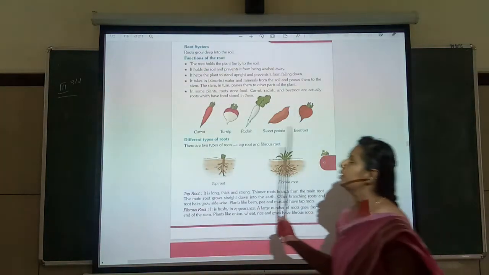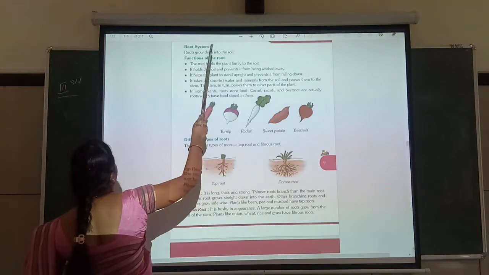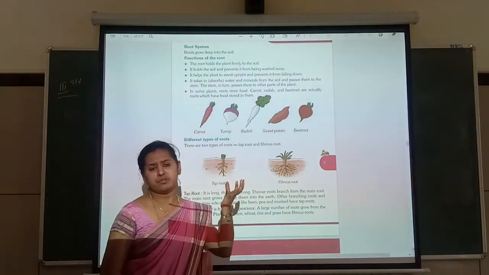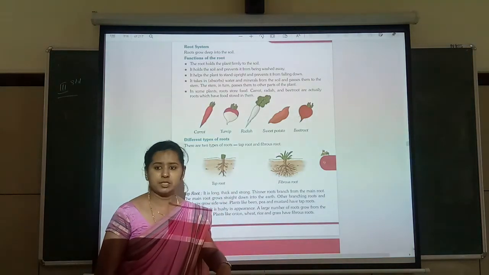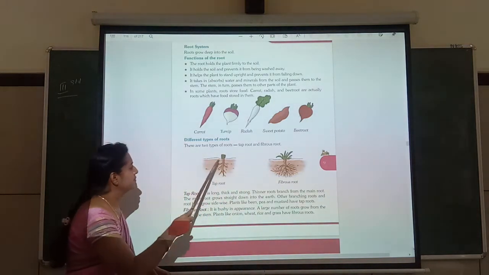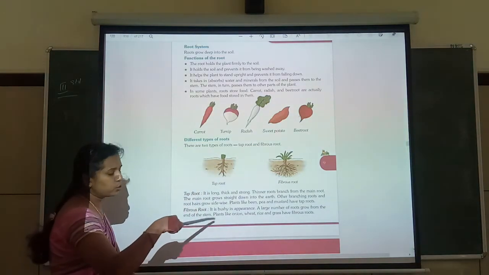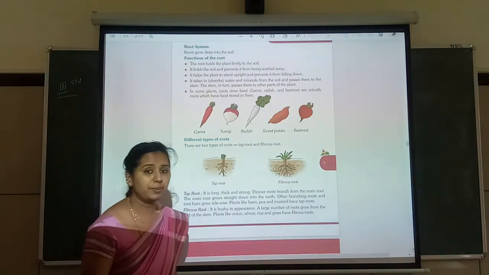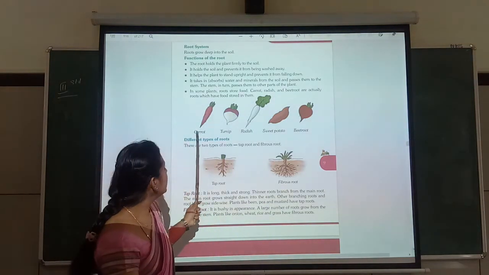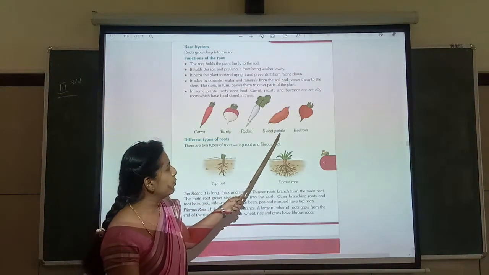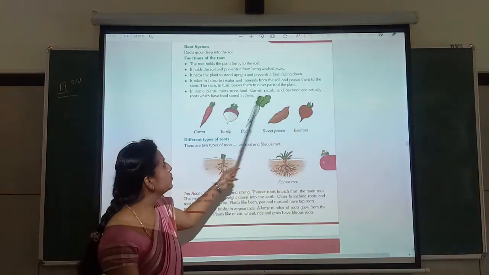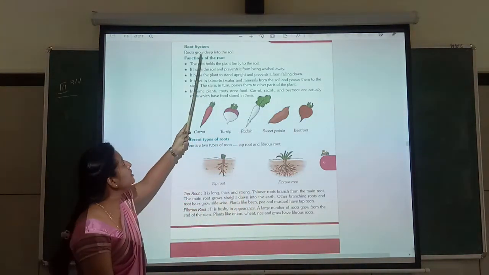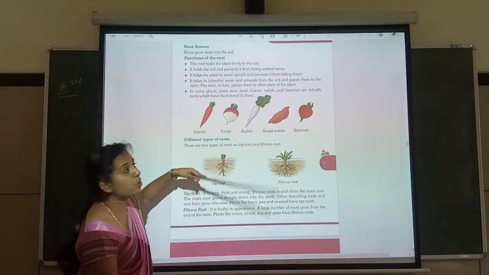In the root system, roots grow deep into the soil. So roots won't be in the upper part of the soil. They go deep into the soil. Okay. See here, this root will go so deep, and some roots we are going to eat as a vegetable also. For example, carrot, turnip, radish, sweet potato, beetroot. All these roots we are going to eat as vegetables.